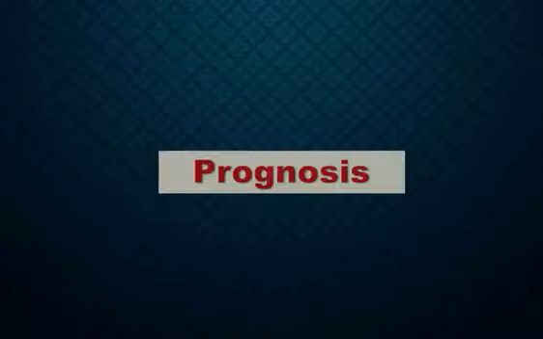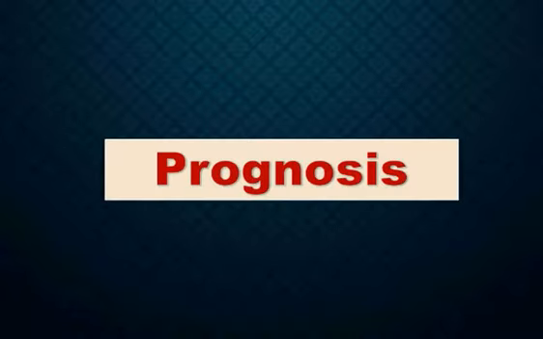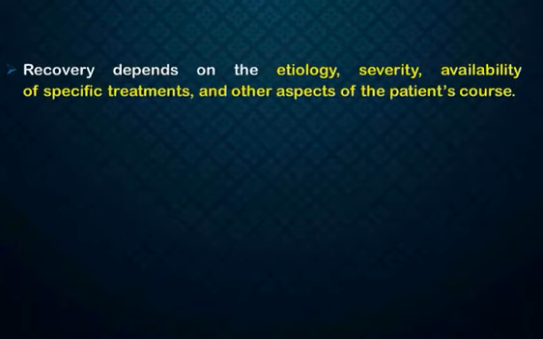And now I have reached the end of the lecture because I can't give you the hemolytic uremic syndrome. It takes about 10 minutes and your time is finished. So just to talk about the prognosis of acute kidney injury. The recovery depends on the etiology, on the severity, on the availability of specific treatment, and other aspects of the patient course. So the prognosis may be worse or it may be good.